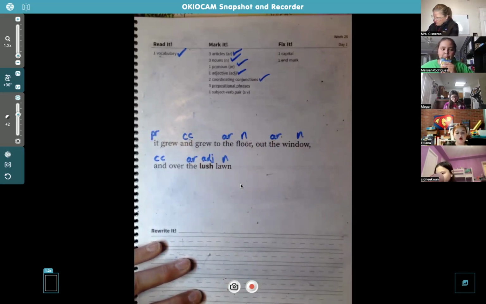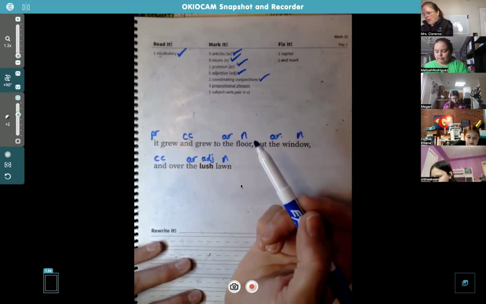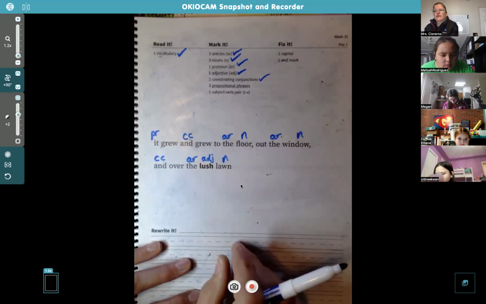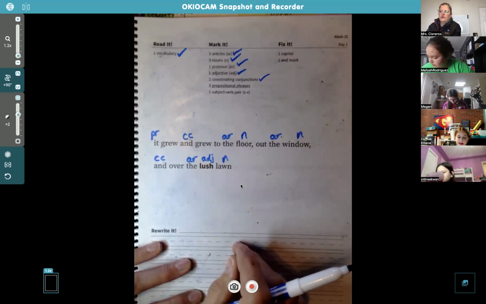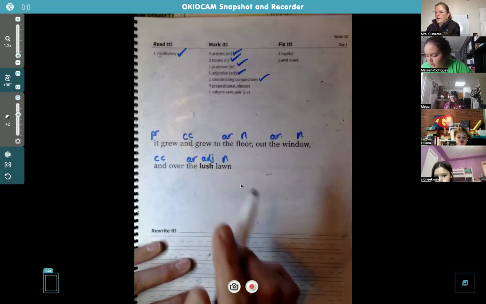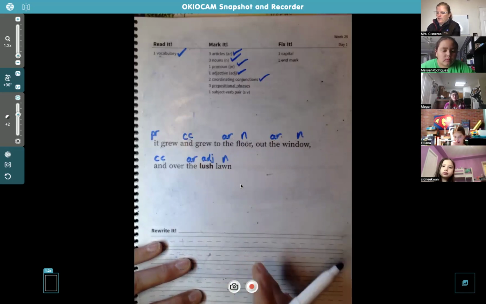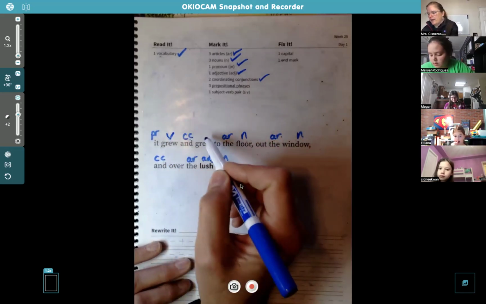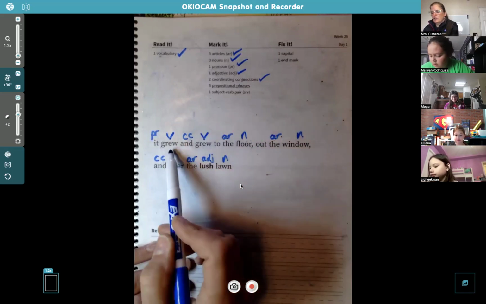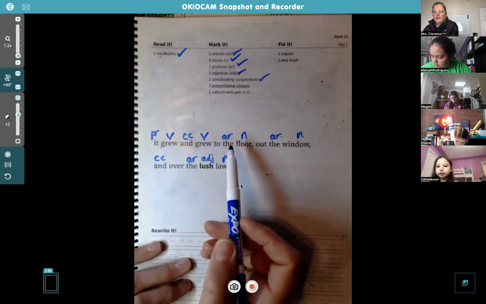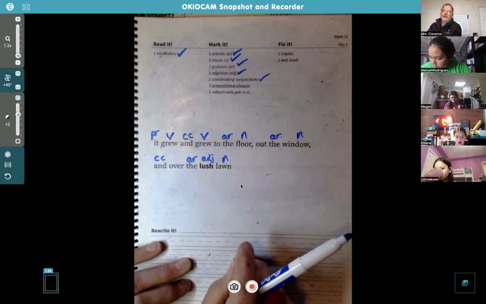Where do you see the verbs? There's two of them. See the action verbs there? So what is the nose doing? Oh, growing. There we go. So grew is a verb, and then we have grew again. So the two verbs are grew and grew.